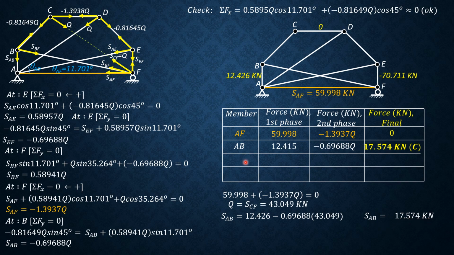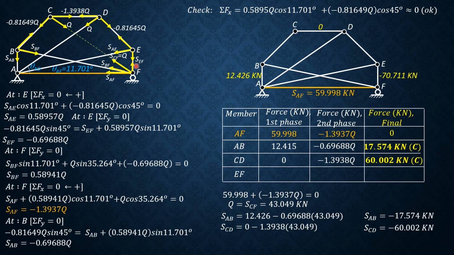Then CD. CD, first phase, 0. Second phase, negative 1.3938 of Q. So the final bar force should be 0 plus negative 1.3938 of 43.049, and that is equal to negative 60.002. Our answer in the first phase and second phase was negative 60. So that's tolerable. That's the same. So it is 60 kilonewtons compression.